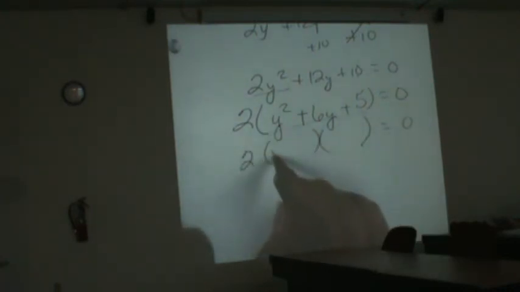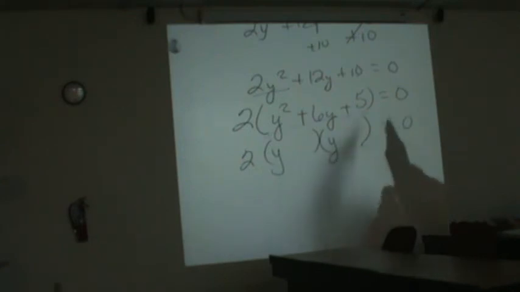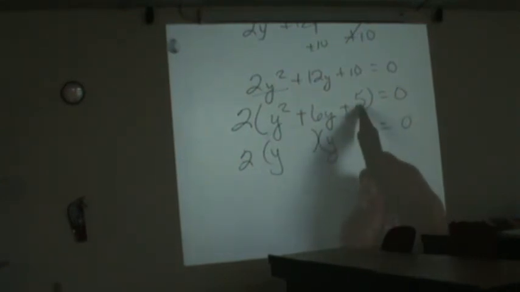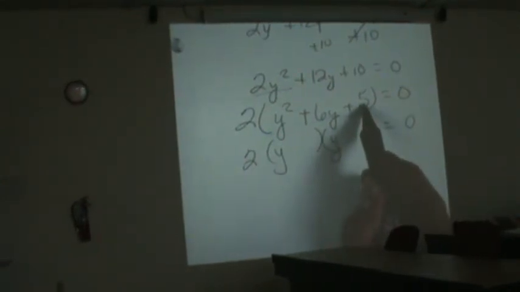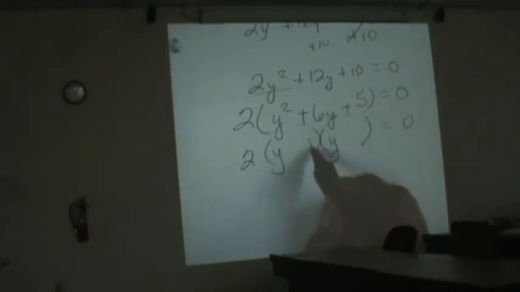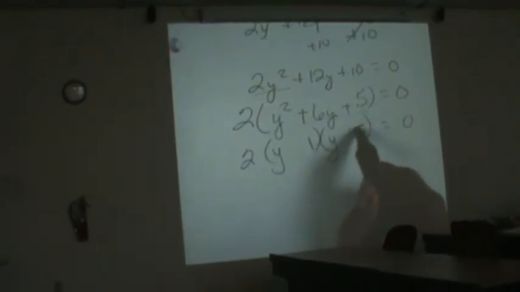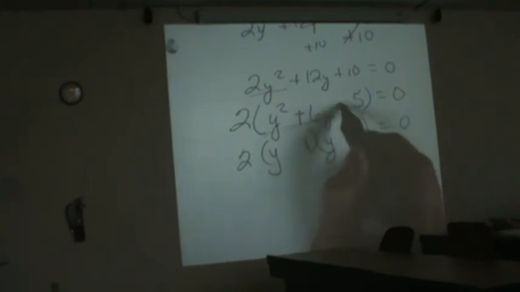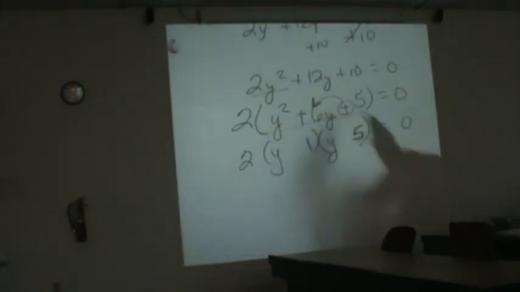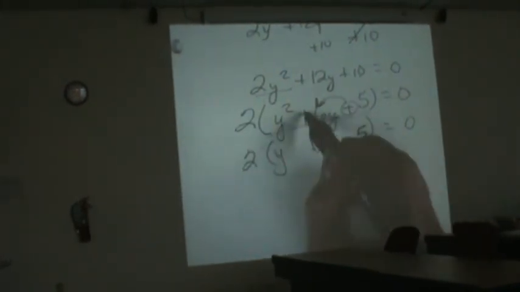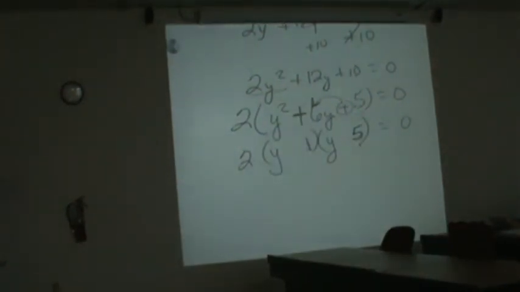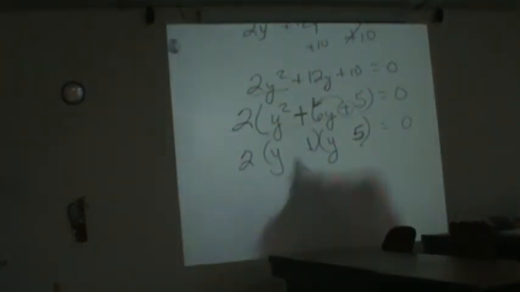Okay, y squared is y times y. How can you get 5? 5 times 1 or 1 times 5. That's the only way you can get it. So you know it's got to be 1 and 5. Those add to give you a 6. It needs to be positive, so they're both positive, right?